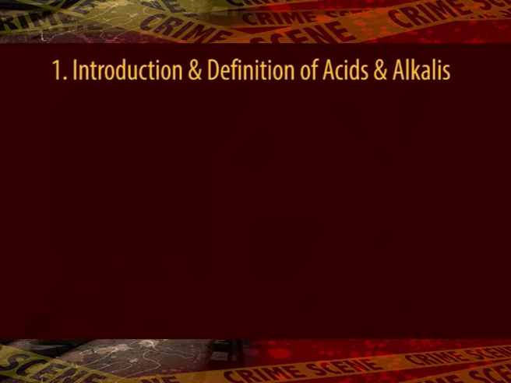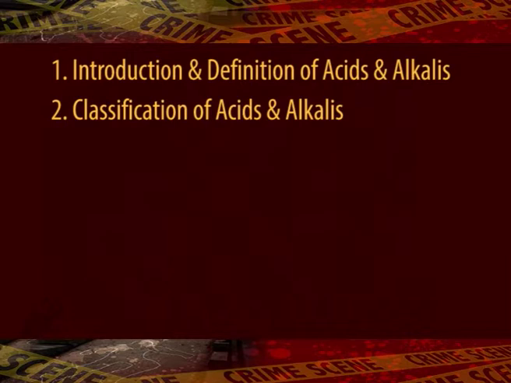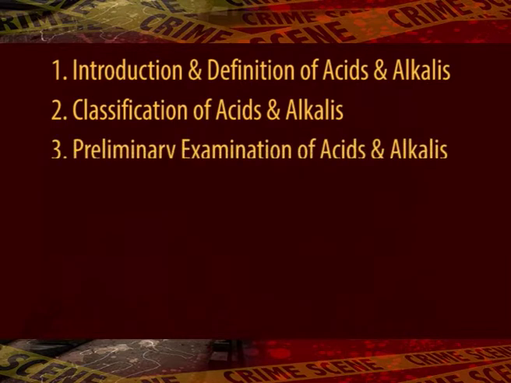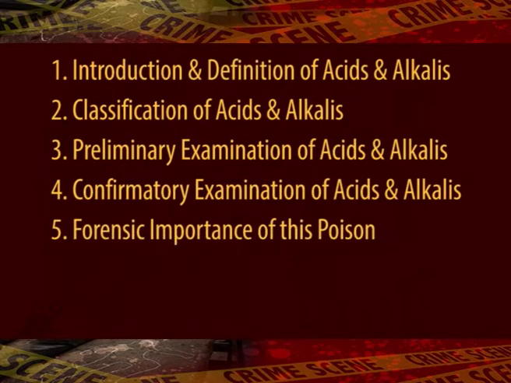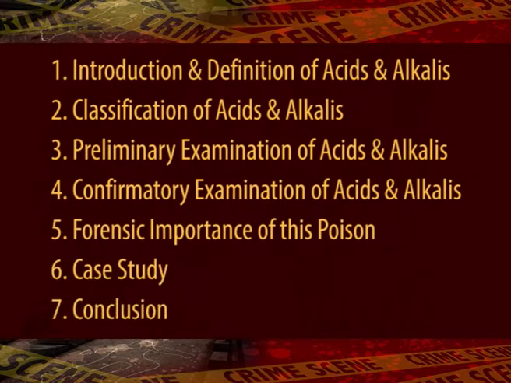Let's start our discussion by taking a look at what we are going to learn today. Today's lecture has been divided into 7 modules. Module 1, Introduction and Definition of Acids and Alkalis. Module 2, Classification of Acids and Alkalis. Module 3, Preliminary Examination of Acids and Alkali. Module 4, Confirmatory Examination of Acids and Alkali. Module 5, Forensic Importance of this poison. Module 6, Case Study, and finally Module 7 will be our conclusion.